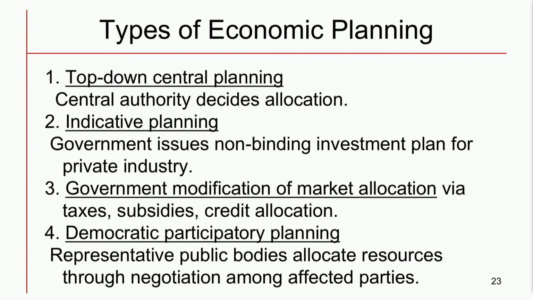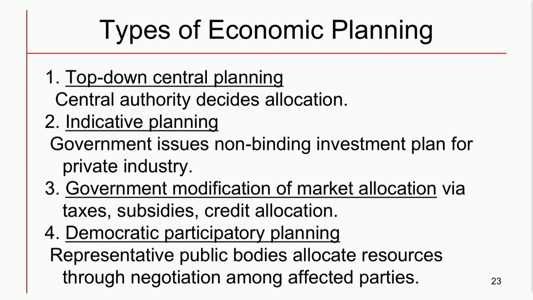A second form of planning, a much looser form, is called indicative planning. This occurs when the government issues an investment plan for private industry based on a study of how the economy is developing. However, that investment plan is not binding. Enterprises are free to decide whether or not to follow that approach. In France, in the 1950s and 60s, the government used indicative planning to try to improve the performance of what was basically a market economy.